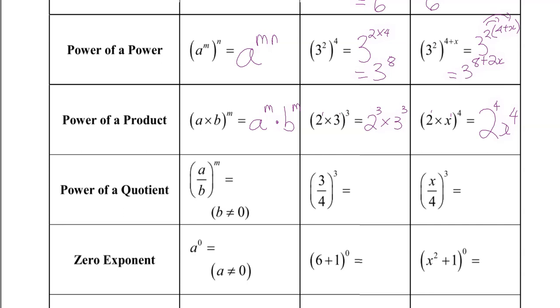Power of a quotient, a over b, is the quotient of the individual powers. So a to the m over b to the m, where b cannot be 0. So in any quotient, we know this from rationals, you can't have an expression where the denominator is 0. 3 over 4 cubed will be 3 cubed over 4 cubed. And more generally, because we're going to see expressions of variables, x over 4 cubed is x cubed over 4 cubed.